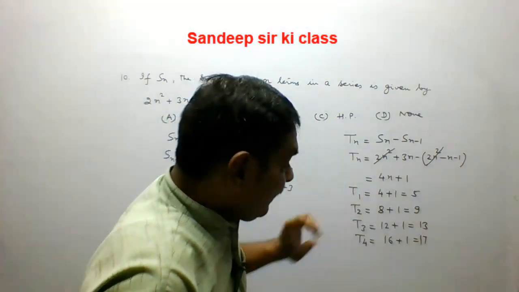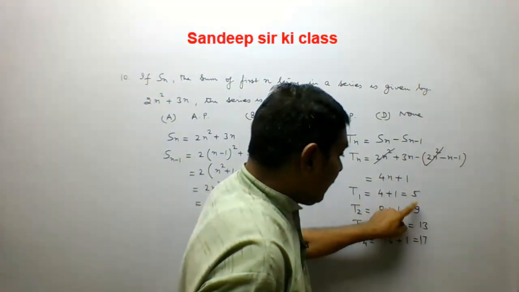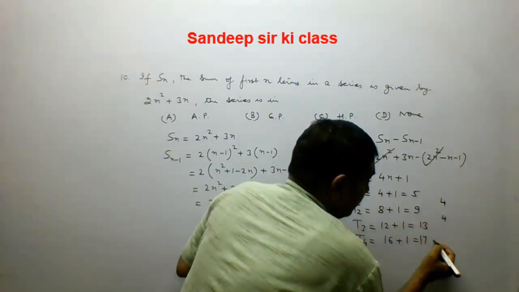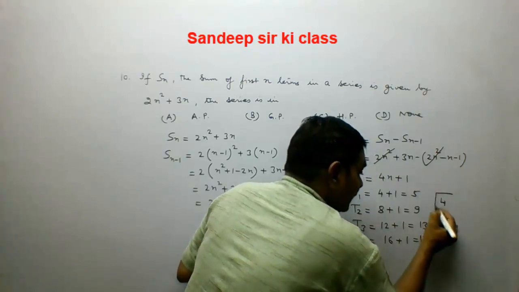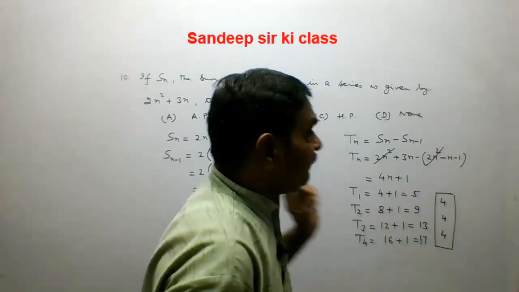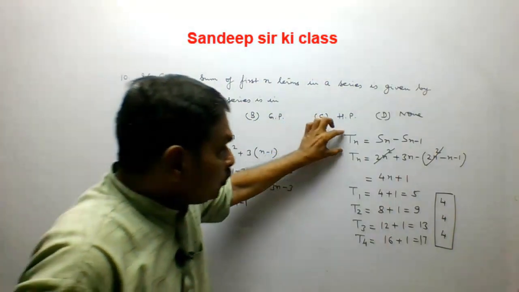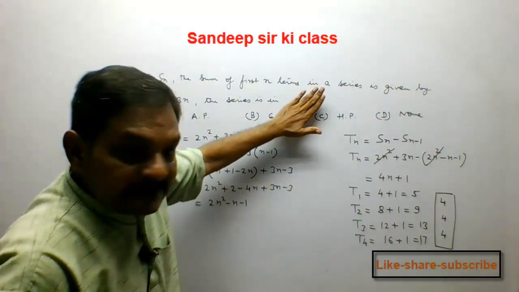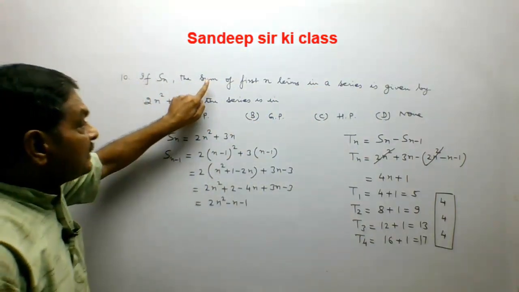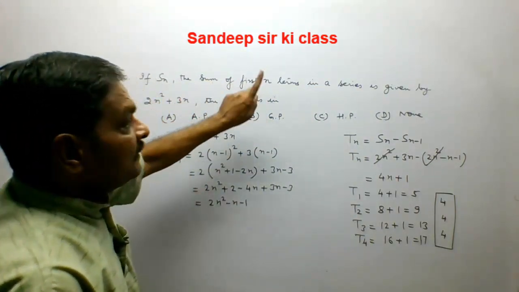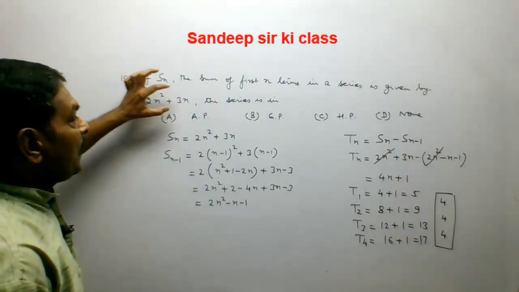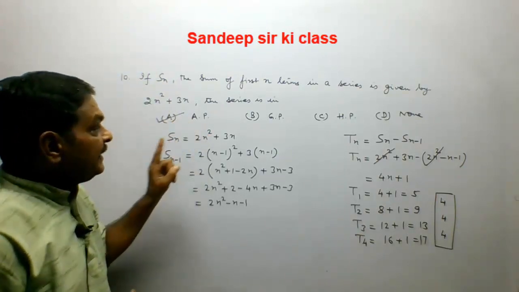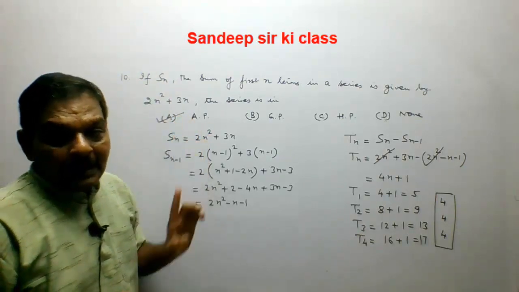Now identify whether it is AP or not. So 9 minus 5 is 4. Again 13 minus 9 is 4. 17 minus 13 is 4. That is, we are getting same common difference. That is, we have used the formula of AP and we found that the series is in AP if the sum of first n terms of the series is given by 2n square plus 3n. So here option A is correct. The series is there in AP, arithmetical progression.